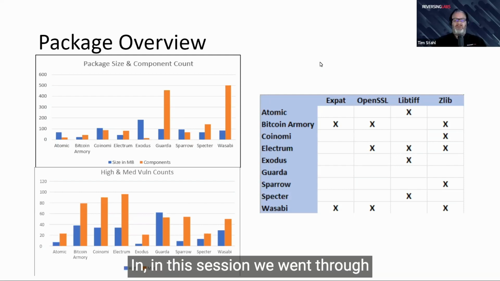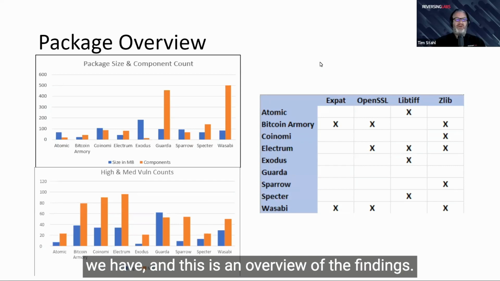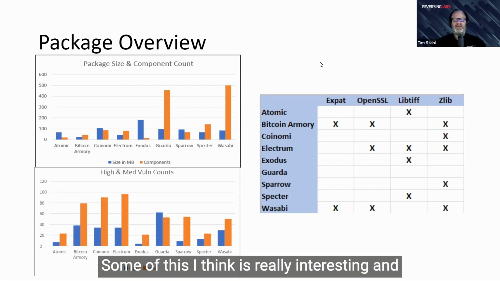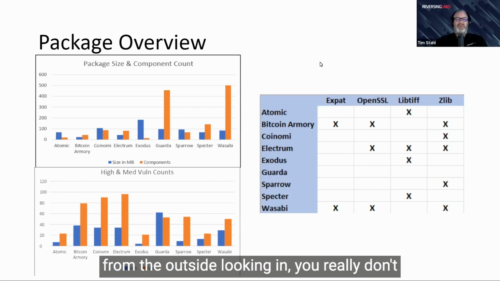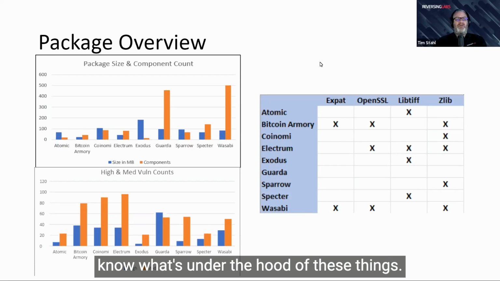In this session, we went through 9 different crypto wallets, right? You can see on the chart there the different ones we have. And this is an overview of the findings. Some of this I think is really interesting. And from the outside looking in, you really don't know what's under the hood of these things.